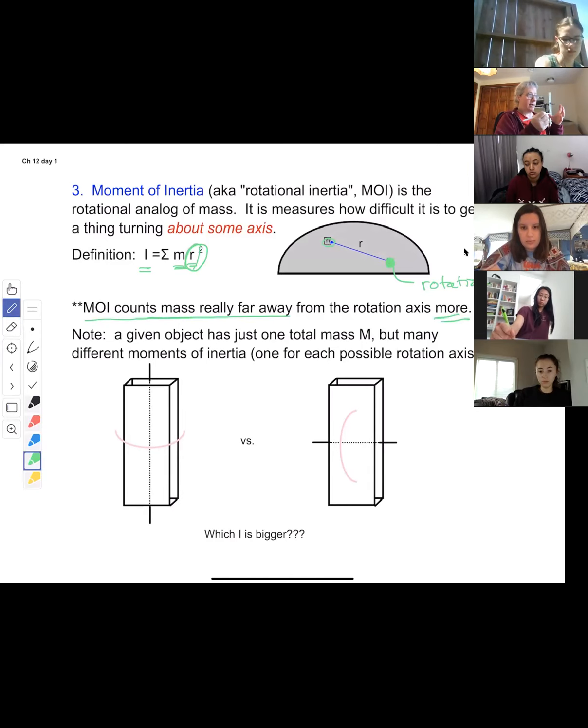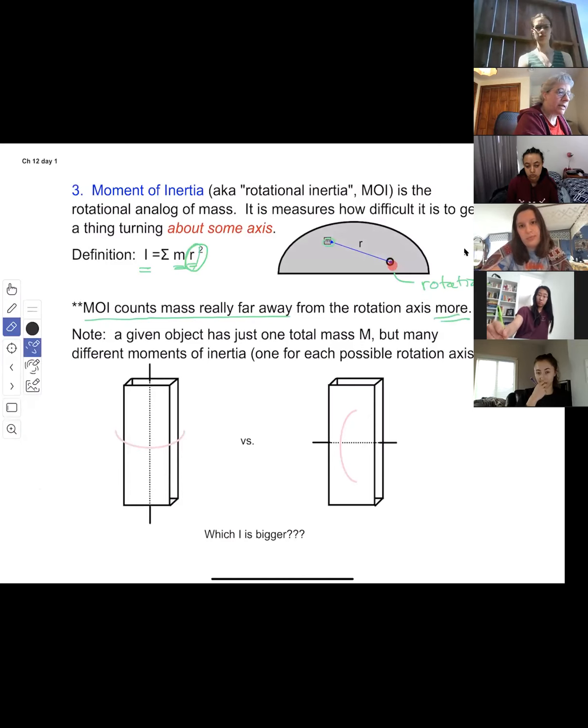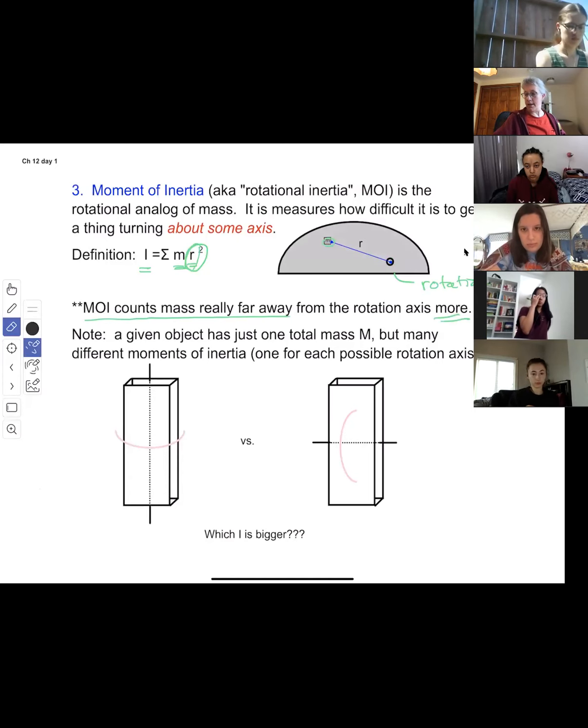If we have any given object, it's only got one mass, but it could have more than one moment of inertia, because the moment of inertia depends on where you choose that axis of rotation to be. You can think of it even with just a pen. If you hold a pen, it's pretty easy to rotate this way.